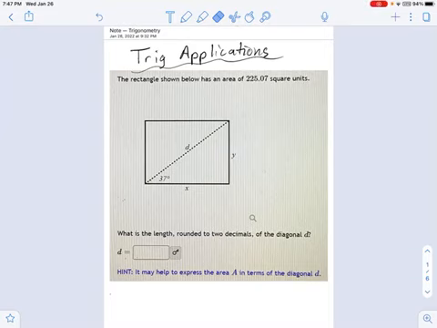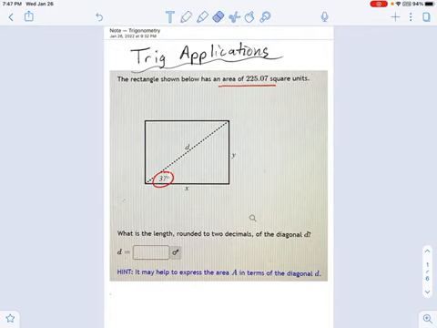Okay, this is a kind of cute problem here. We're told that we have a rectangle, it has a certain area, and simply based on the area of the rectangle and the degree given to us right here of that angle, we're asked to find the length of the diagonal. And you may be looking at this like, what am I supposed to work with here?